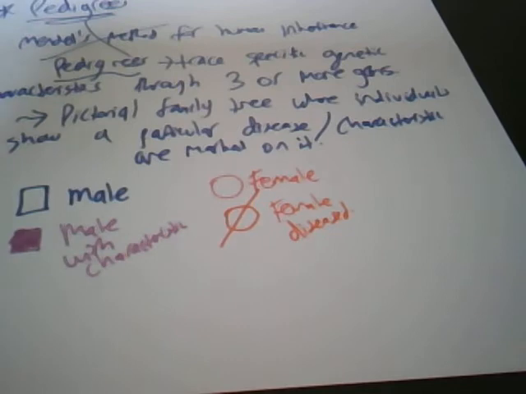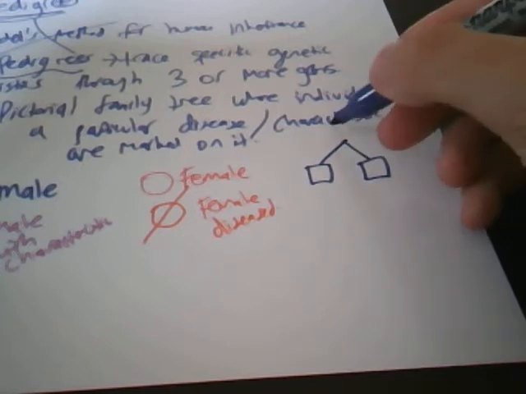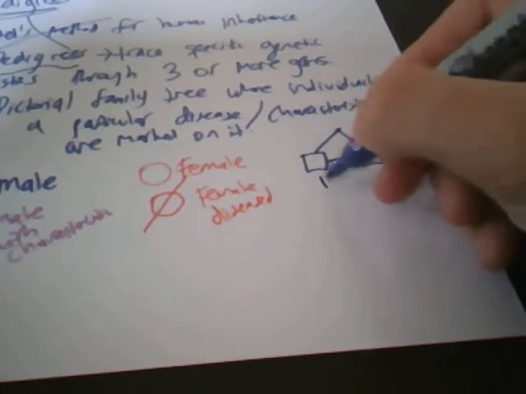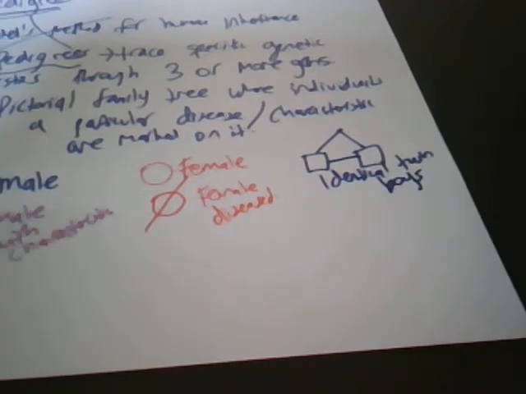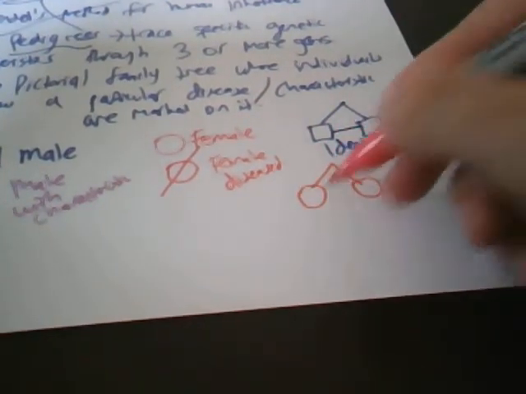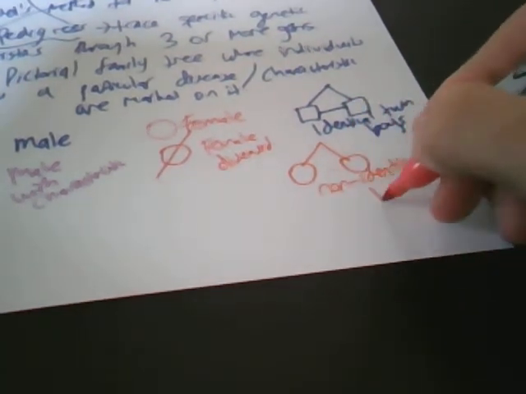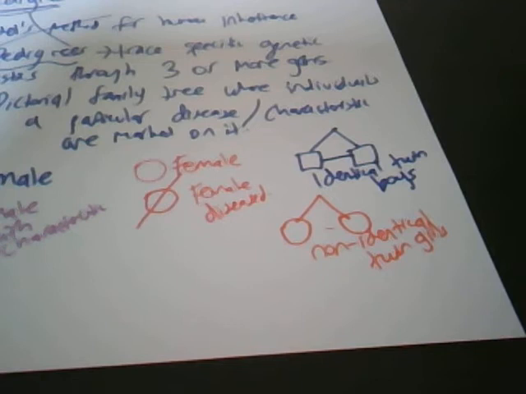Now, identical twin boys is pretty straightforward. It's just 2 boxes, so 2 males, coming from the dad and the mum up here, and they're connected with a line in between. So they're identical twin boys. For non-identical twin girls, you have 2 circles that are not connected. So these are non-identical. Identical twin boys are connected, these are non-identical. That's just the basic symbols used in drawing pedigrees.